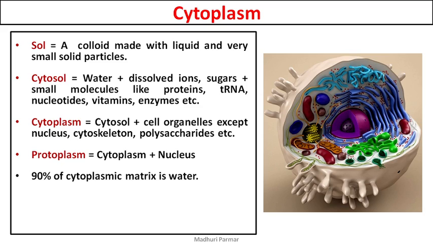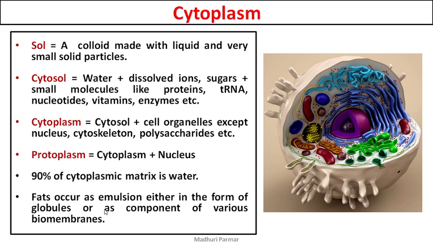90% of cytoplasmic matrix is made up of water. The rest of it is obviously organelles and different solid particles. Now some of them will dissolve, the others like tRNA, nucleotide, vitamin, enzymes, proteins, all of these are hydrophilic in some way or another. So they can be found in water. They can easily stay in water.